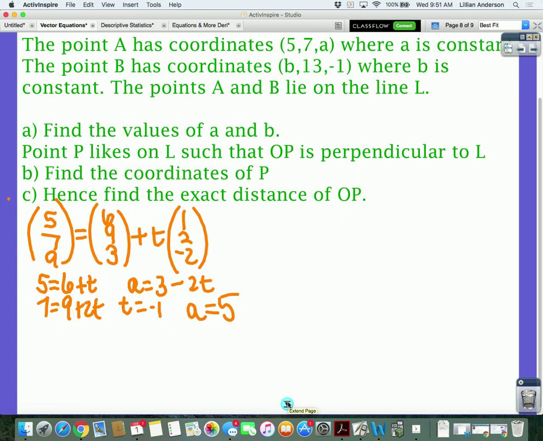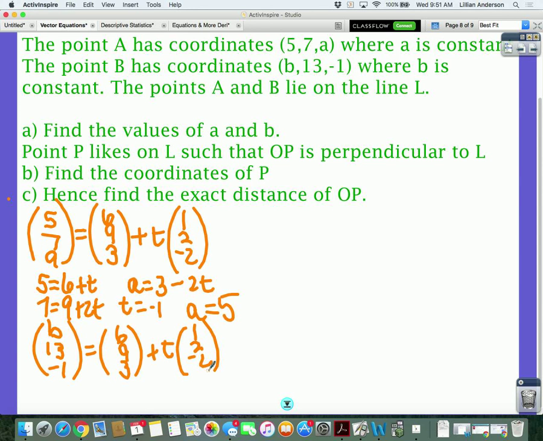Alright, so then we do the same thing to figure out the value of b. That's b 13 and -1. It's not the same parameter in this case because it's a completely different component. A was the z coordinate, b is the x coordinate. So you're going to find a different parameter for this. So you have b equals 6 plus t.